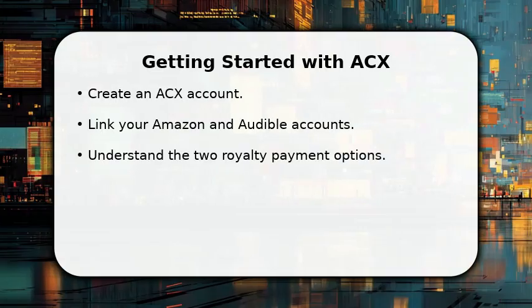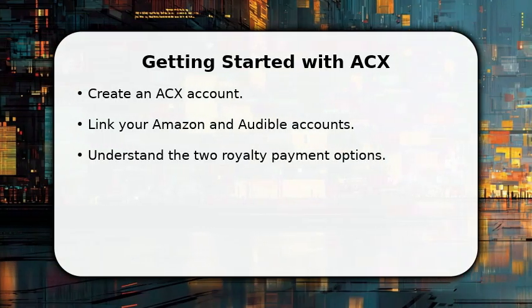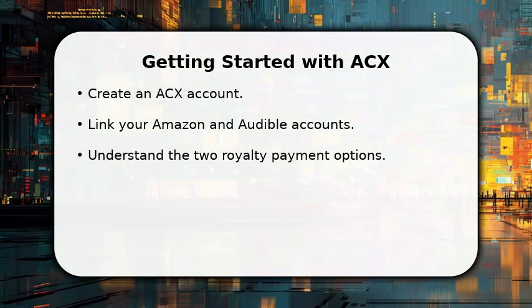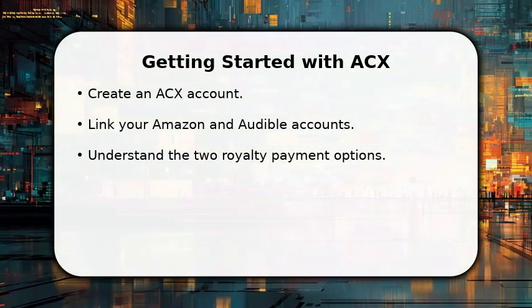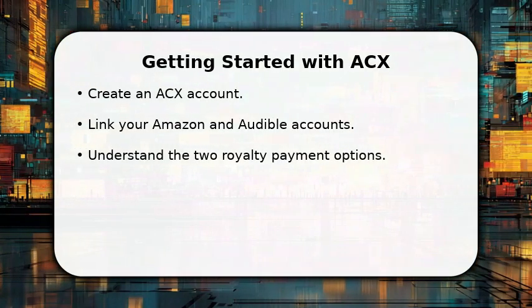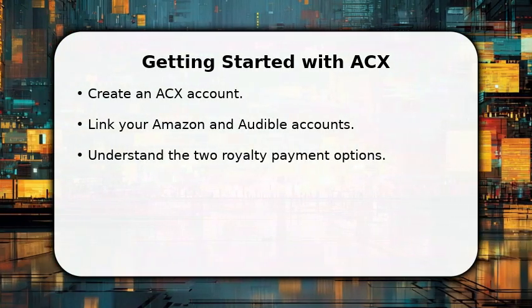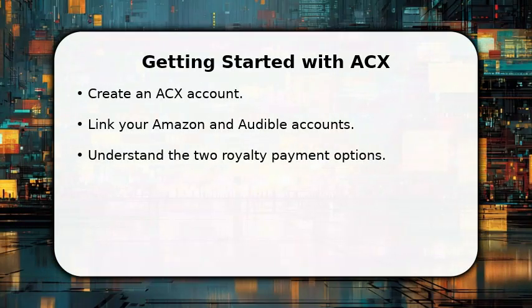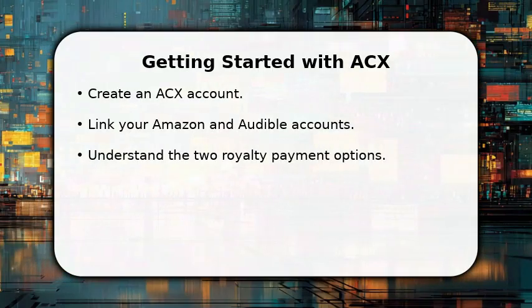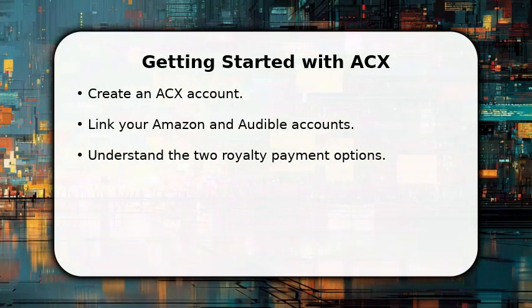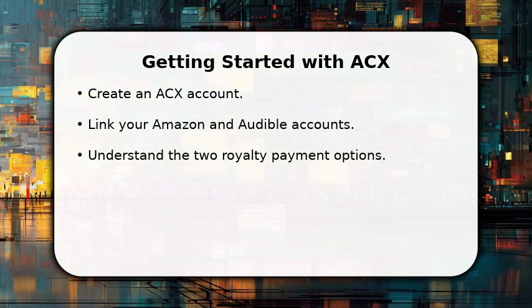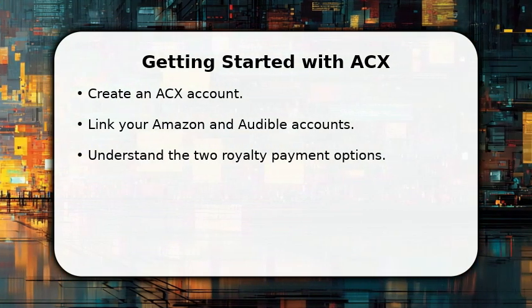In this video, I will explain how to upload audiobooks to Audible. First, you'll need to create an ACX account, which is Audible's platform for independent authors. Make sure to link your existing Amazon and Audible accounts for seamless integration. You'll also need to decide between two main royalty payment options, either a 40% royalty for exclusive distribution or a 25% royalty for non-exclusive distribution. This initial setup is crucial for your audiobooks journey.